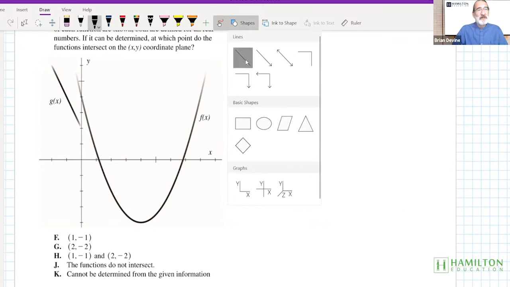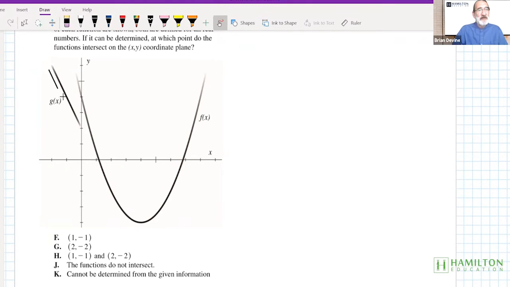Well, let's draw this line. Let's see if I can get this to fit on there. We need to move it over. Yeah, it's sort of like it. What do you think? Pretty close. See if I can get it to pivot just a little bit. Now, if I look at that, it looks like it's intersecting.